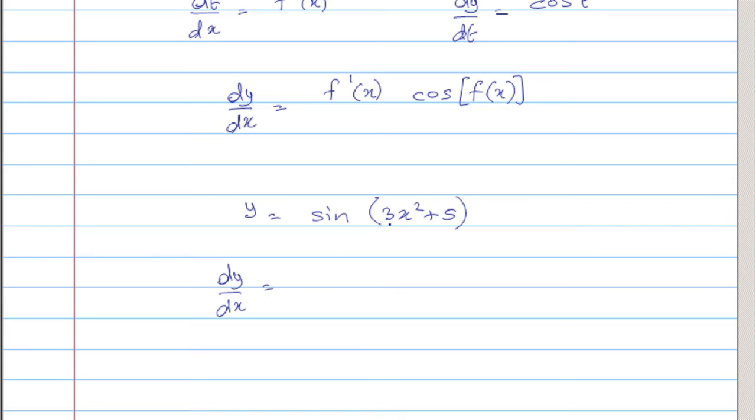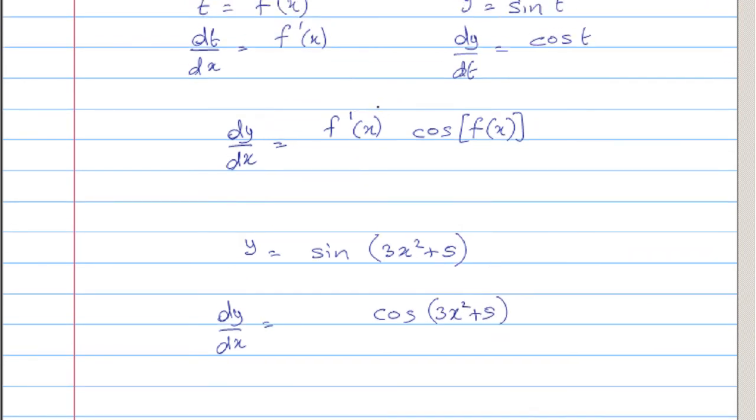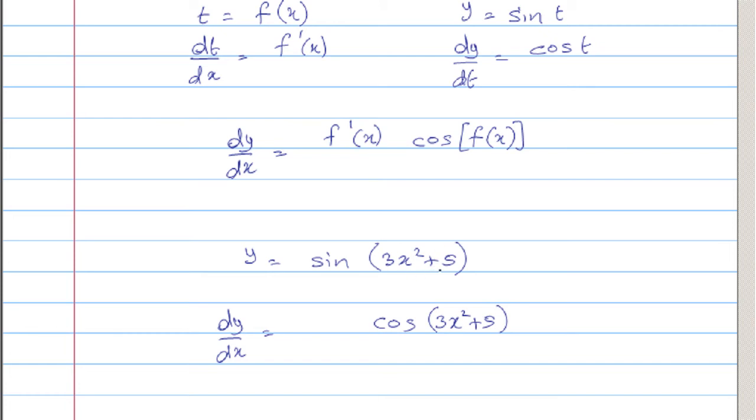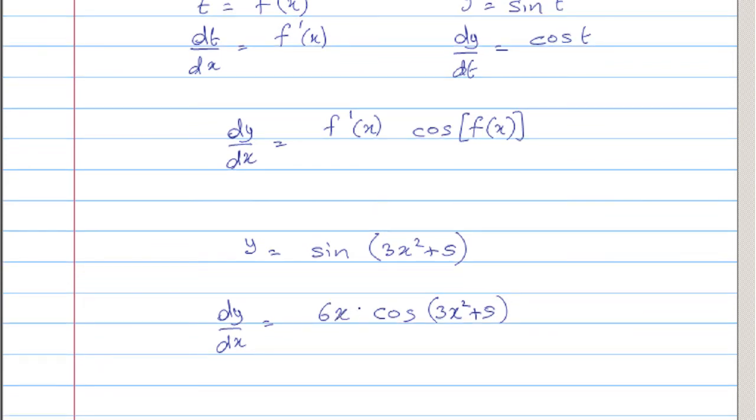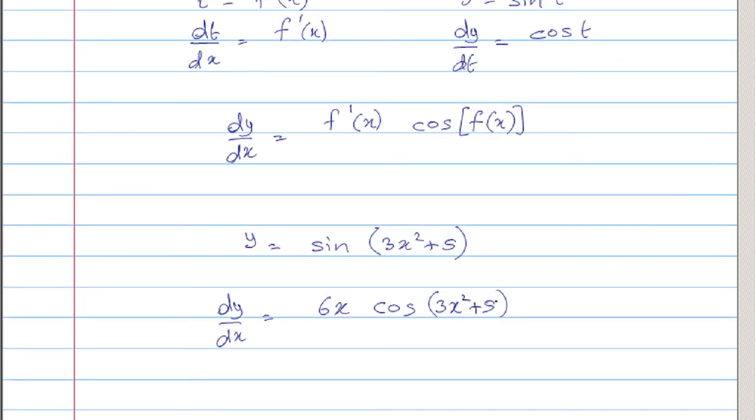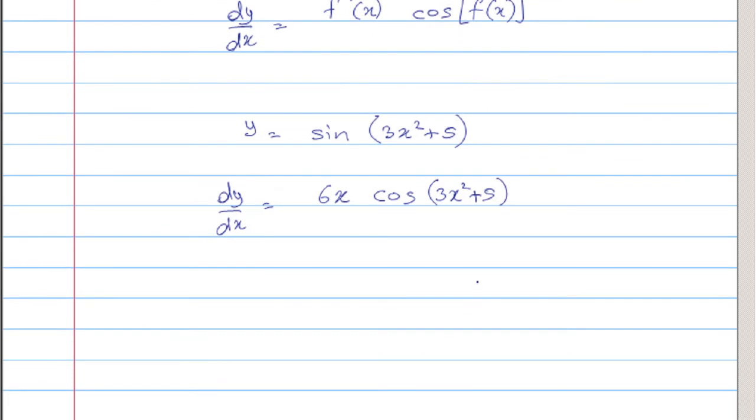Now if I have sine of x, then the derivative is cos of x, so I get cos of x, but instead of x I have some function. So I get cos of 3x squared plus 5, and then I've got to multiply that by the derivative of whatever this inside part is, whatever this angle is. So the derivative of 3x squared plus 5 is equal to 6x. So I get 6x cos 3x squared plus 5.